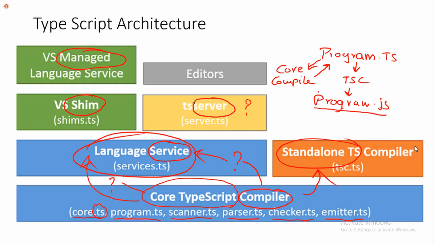What will happen? Standalone compiler, TypeScript core compiler, language server, right? Everything, see, if they talk about a server, that means it will have everything required for hosting, loading and executing. Am I right? Generally, a server will contain that.